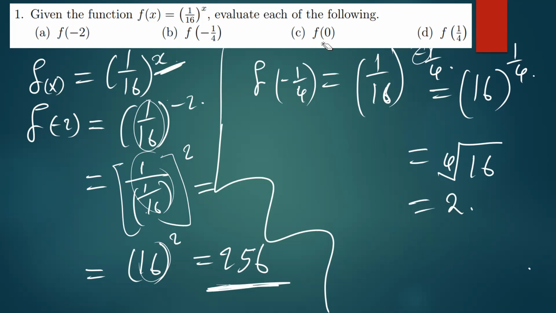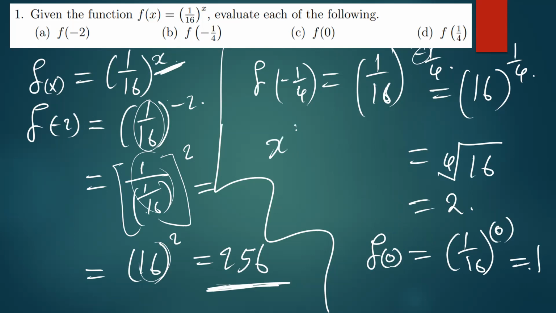Move on to f of 0. So f of 0 is equal to, we have 1/16 there, we put a 0 where there's x. Any number raised to the power 0 is equal to 1. Any letter raised to the power 0 is equal to 1. So if we say x to the power 0, the answer is 1. 50 or 20 to the power 0, the answer is still 1. So that's the answer for C. We move on to the last part there.